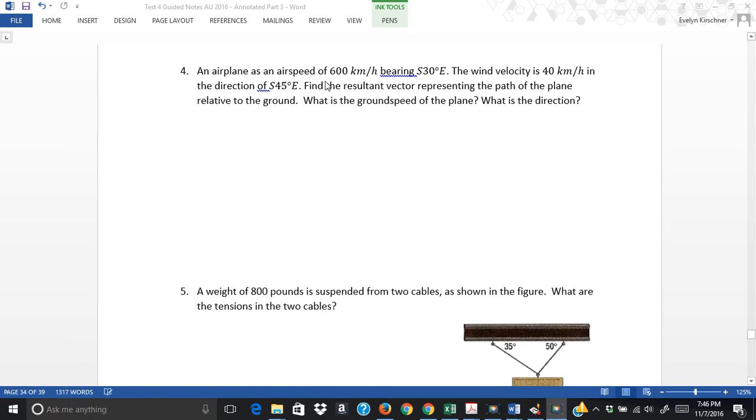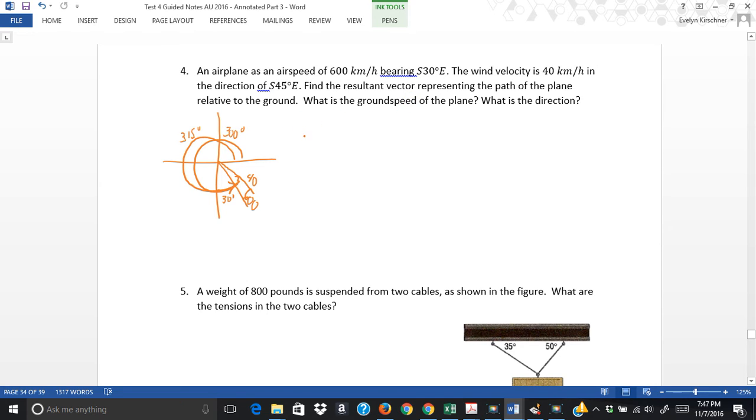So, an airplane with an airspeed of 600 kilometers per hour and a bearing of south 30 degrees east. If I draw a picture, this is south 30 degrees east, so the whole angle here is 270 plus 30, or a 300 degree angle. The wind velocity is 40 kilometers per hour in south 45 degrees east. So that's 315, and that's 40. And I want to find the resultant vector.